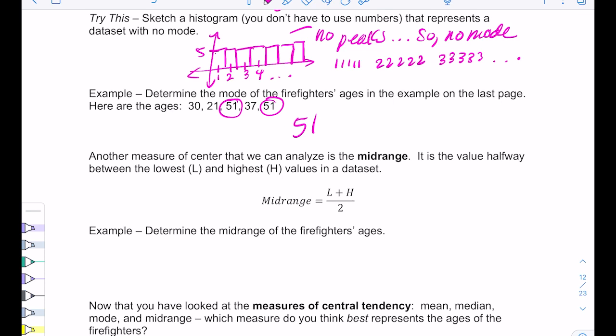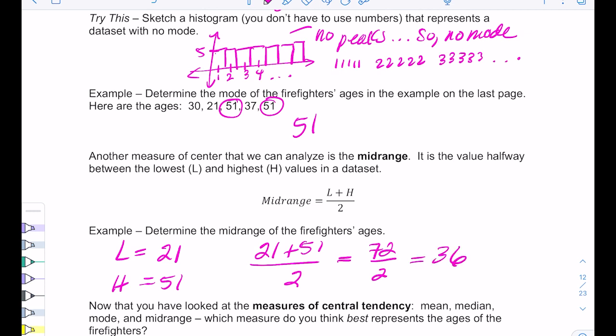If we want to determine the mid-range of the firefighters' ages, I need the lowest age, which would be 21, and the highest age, which is 51. To find the mid-range, I'm just going to take the lowest age plus the highest age and divide by 2. So that gives me 72 divided by 2, which is 36.